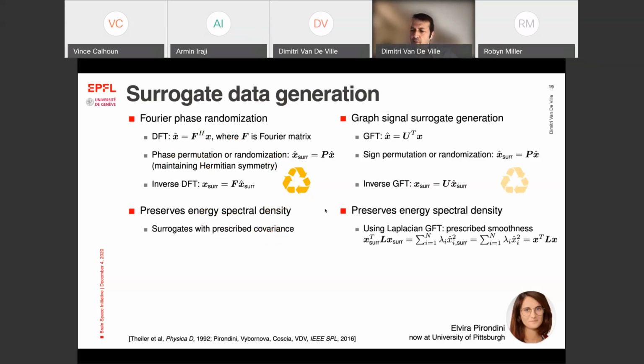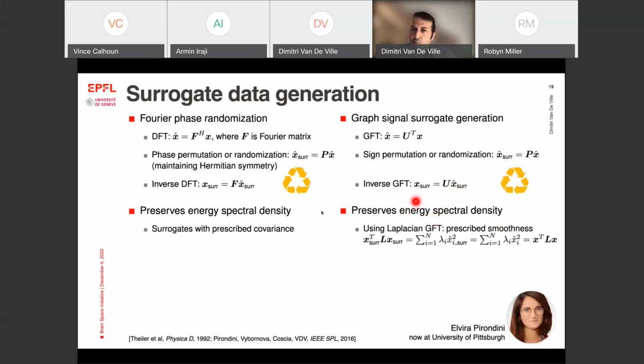Now we do something very similar, but this time using the graph Fourier transform, where since we don't actually get complex values of our spectral coefficients, but real ones, we only will permute or randomize the signs, and that will be used as an equivalent of the phase in the classical algorithm. So you again take your graph signal, you go into the graph Fourier domain, you permute or randomize the signs, and you get back. You can do this many times with different randomizations. And of course, again, by construction, you will get in the surrogate data exactly the same energy spectral density.